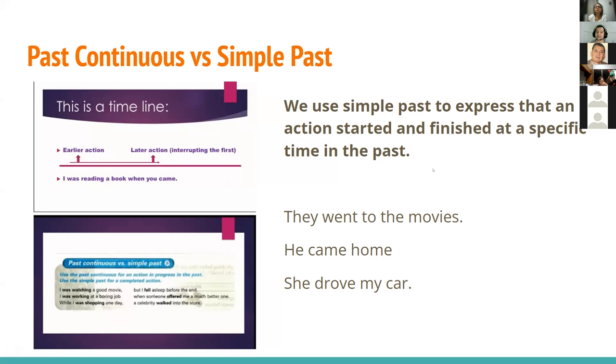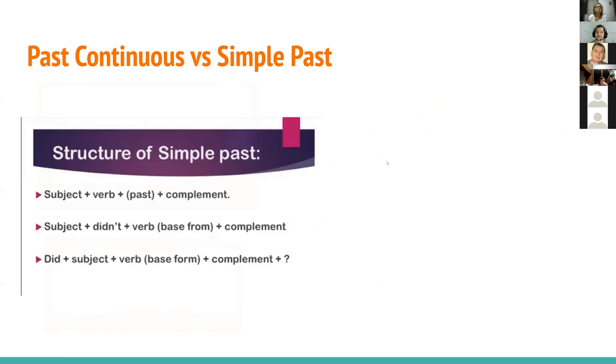Eso ya lo sabían, ¿verdad? El pasado se usa cuando ya terminó una acción, ¿verdad? They went to the movies, he came home, she drove my car, all of that. This is the structure of simple past. Subject plus verb in the past plus complement.